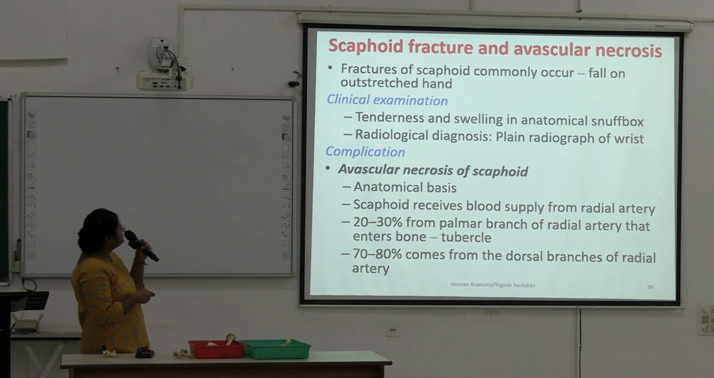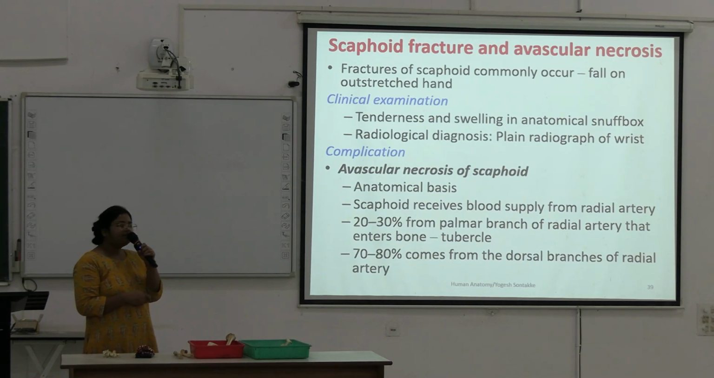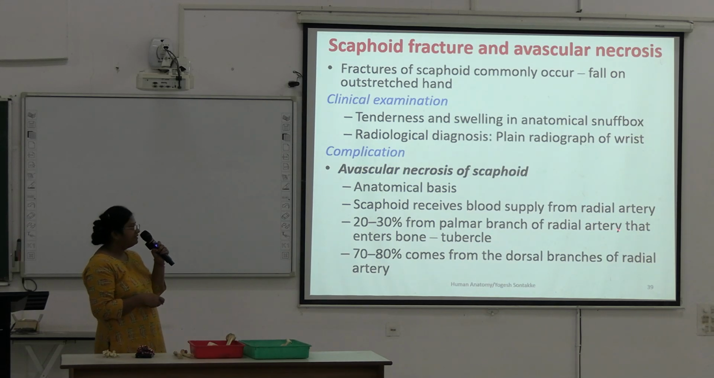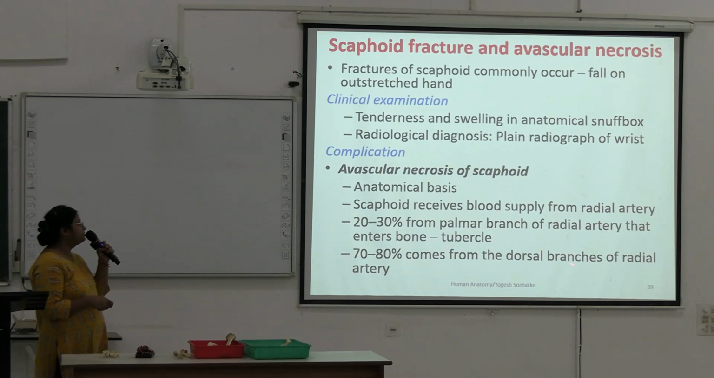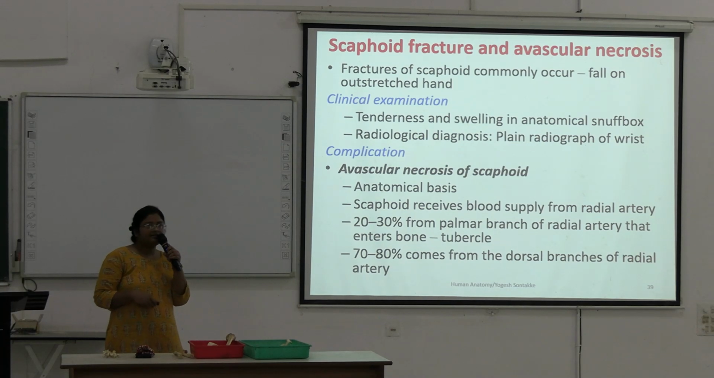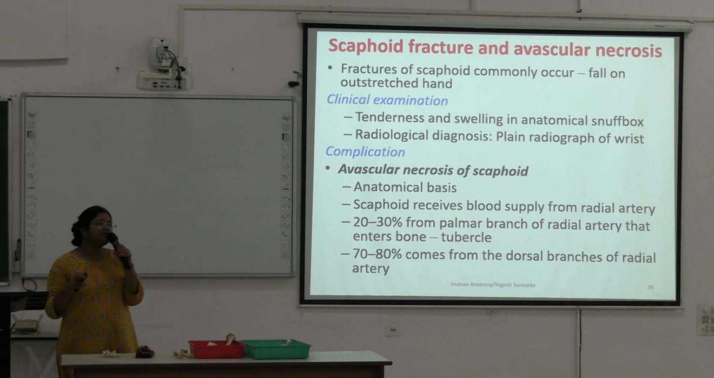And what will be the complication? Radiological diagnosis can be done by a plain radiograph of the wrist. And this is the complication occurring due to fracture of the scaphoid: avascular necrosis of the scaphoid. Scaphoid receives its blood supply from the radial artery, 20 to 30% from the palmar branch of the radial artery, which enters the bone through the tubercle, and 70 to 80% comes from the dorsal branch of the radial artery. Okay, so it is getting its supply from the distal end. So the proximal end will undergo necrosis if a fracture occurs near the waist region.